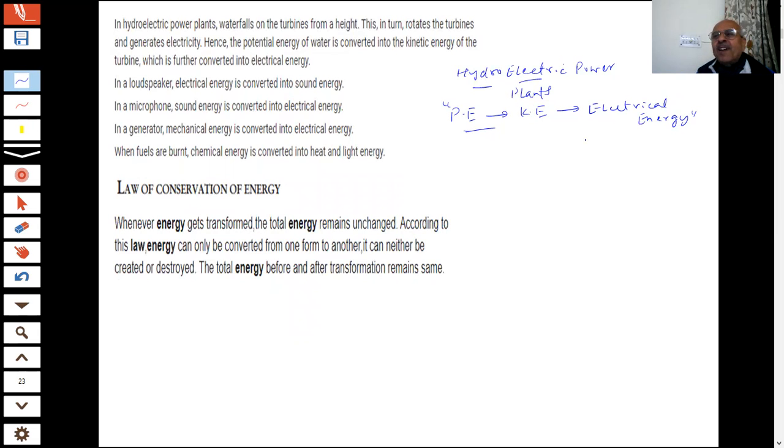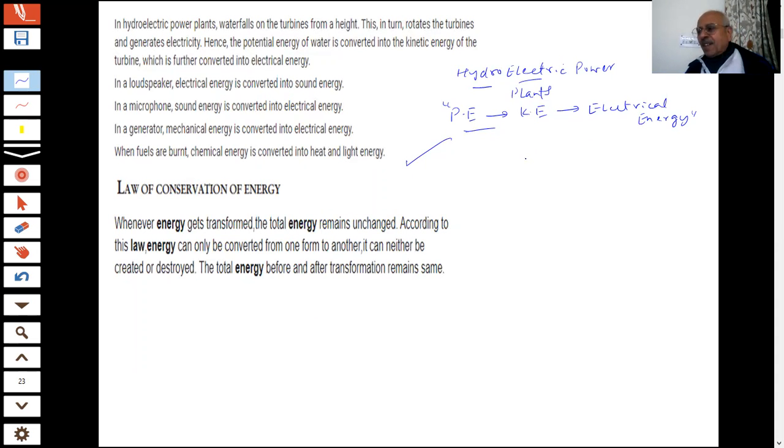Loudspeaker. What do you do in a loudspeaker? In your country, a lot of loudspeakers are there. Electrical energy is converted into sound energy. Microphone, you are using, sound energy converted into electrical energy. Generators, mechanical energy is converted into electrical energy. And fuels are converting chemical energy into heat and light. All these are examples you are familiar with.